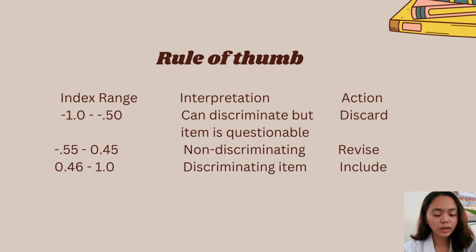Next is, and this is the rule of thumb. Index range -1 to -0.50. The interpretation of this is can discriminate but item is questionable. So, the action is discard. And the index range of -0.55 to 0.45 is non-discriminating, and the action should be revised. And the next is 0.46 to 1.0, or the +1, discriminating item, and the action should be included.